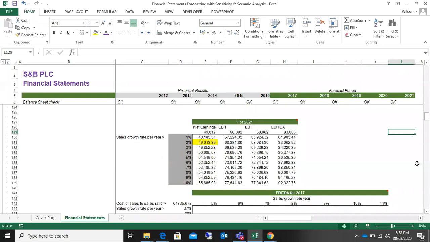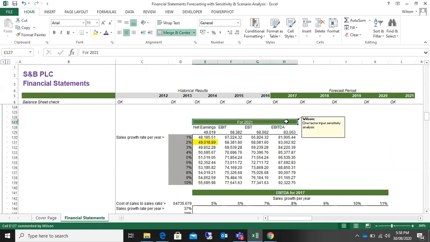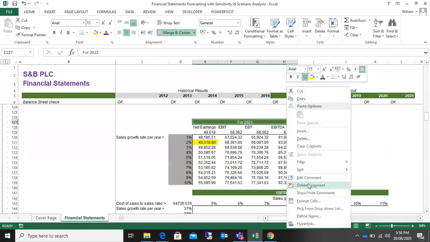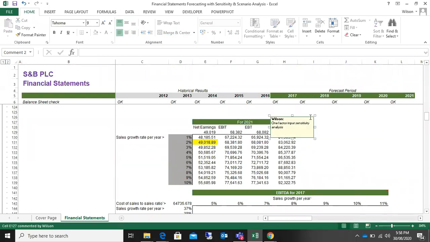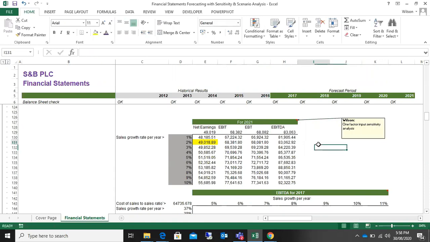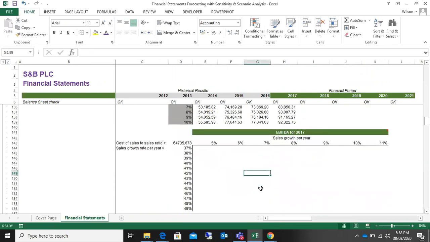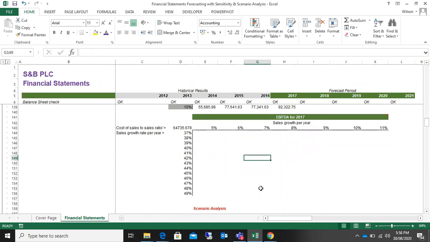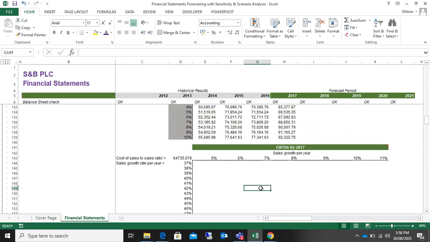So that is it for a one-factor sensitivity analysis. If you see what I have here, I've told you that this is, let me just show the comments. So I've told you that this is a one-factor sensitivity analysis. Now let's go to a two-factor sensitivity analysis. For a two-factor sensitivity analysis, you're going to be considering both the column and the row.